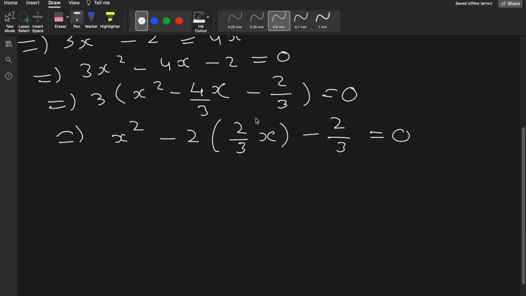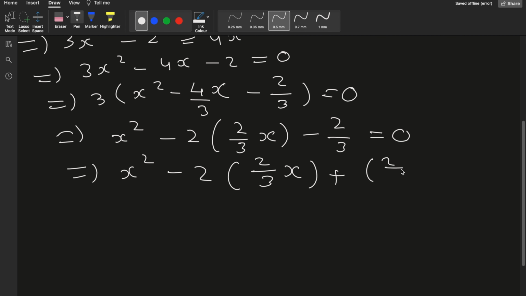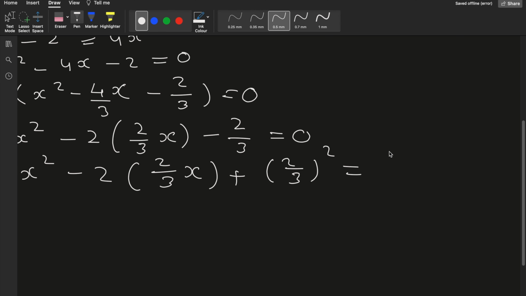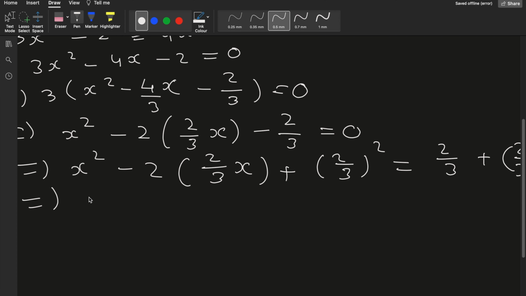And now let's take the square of this 2 divided by 3 to both sides, and let's transpose this to this side at the same time. So this implies x squared minus 2 into 2 divided by 3 x plus 2 divided by 3 whole squared equals 2 divided by 3 plus 2 divided by 3 whole squared. This implies that x minus 2 divided by 3 whole squared would equal 10 by 9.